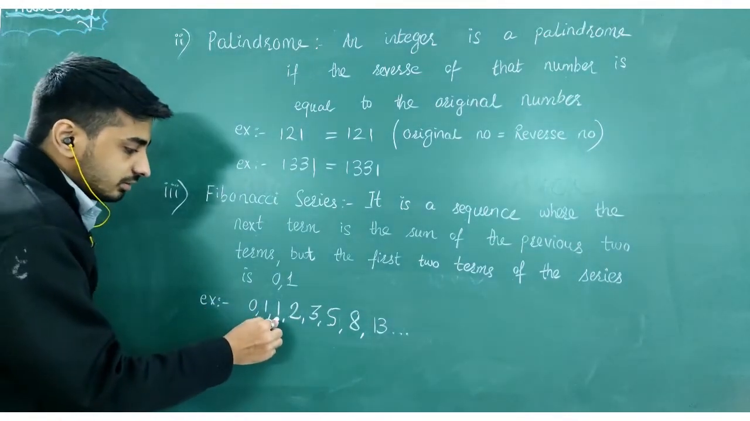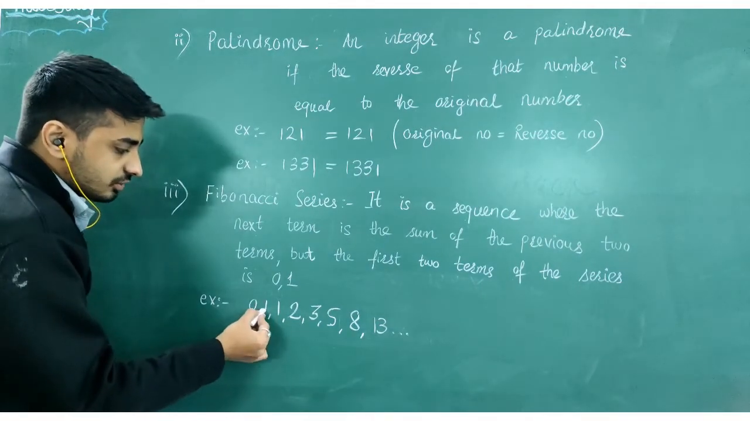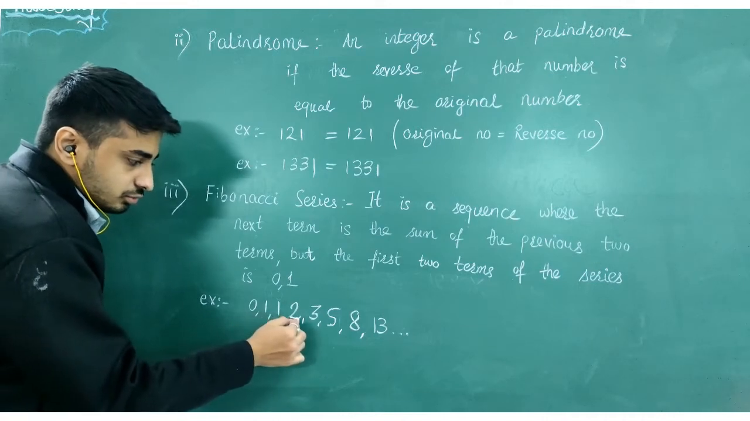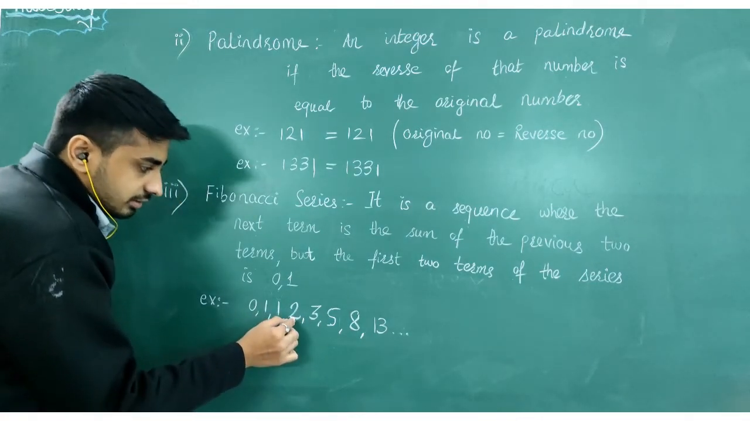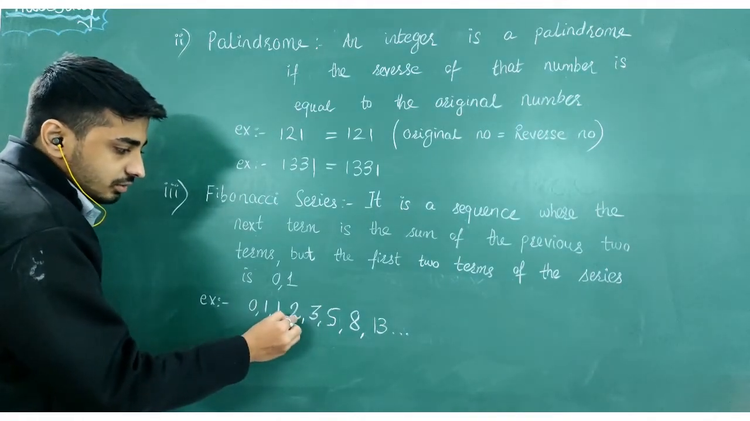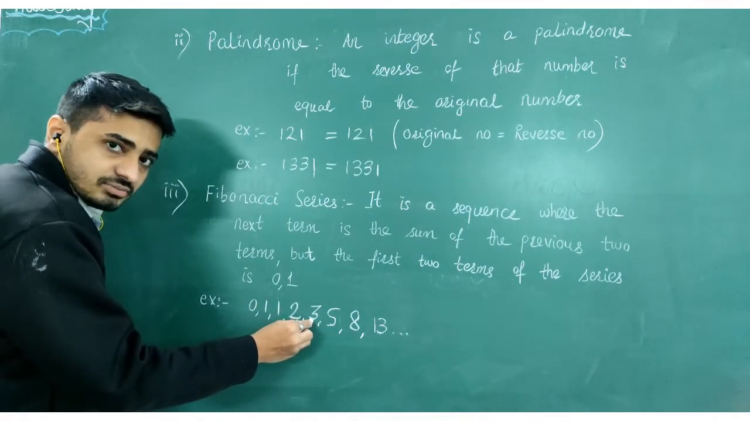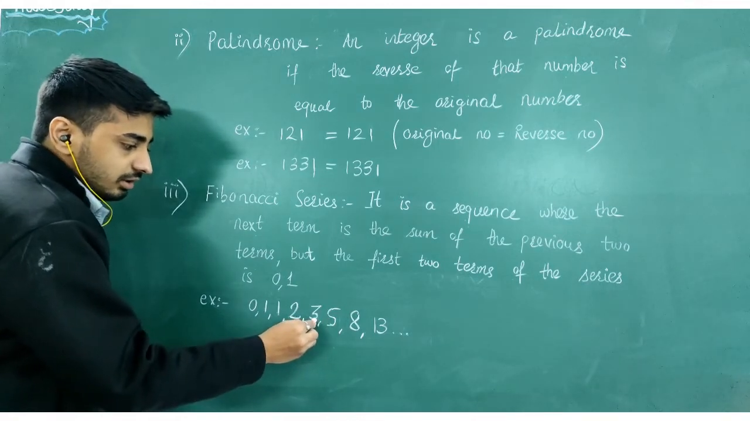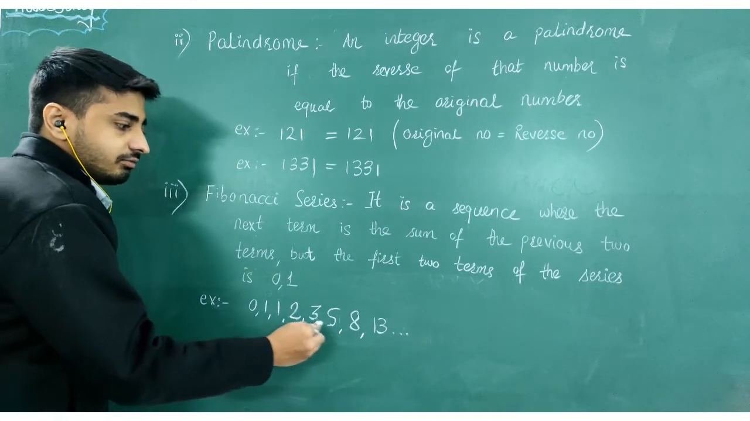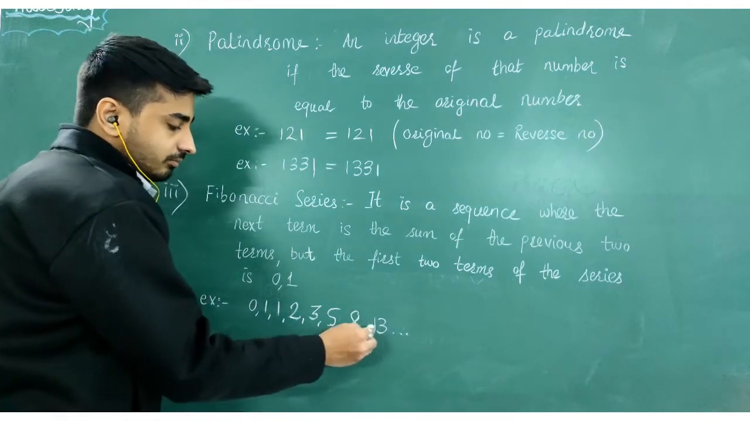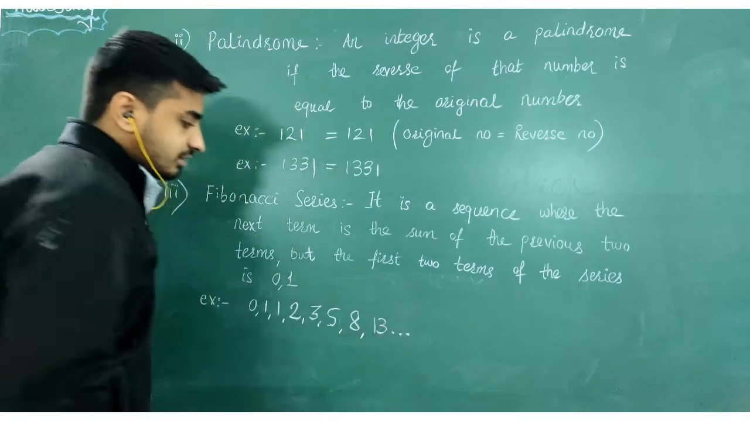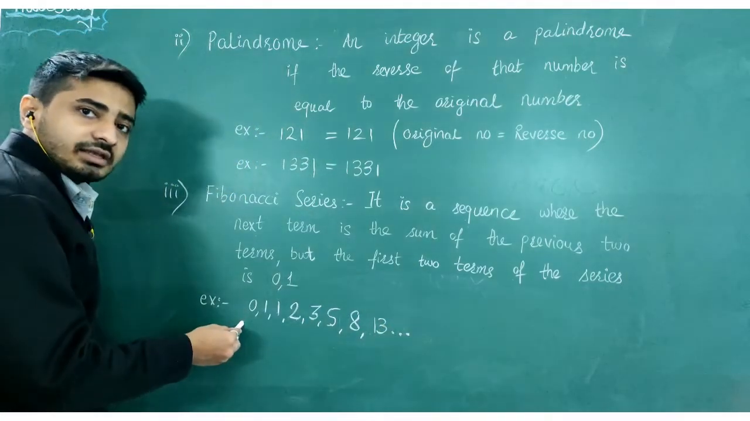And what is the third term? The third one is the sum of 0 plus 1. 0 plus 1, 1. 1 plus 1, 2. Therefore, the next term is the sum of the previous two terms. How does 3 come? 2 plus 1. It comes 3. How will 5 come? 3 plus 2, that is 5. How will 8 come? 3 plus 5, it becomes 8. How will 13 come? 5 plus 8, it becomes 13, and so on. So this type of series is known as Fibonacci series.